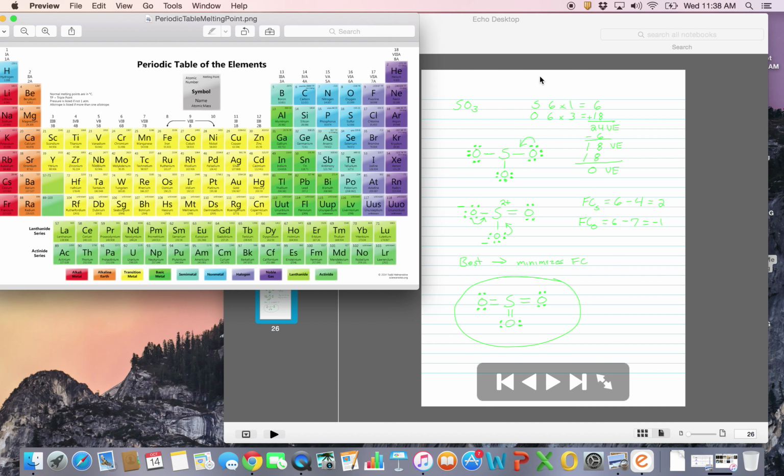All right, I'm going to do a couple of practice problems on Lewis structures. Remember, you need to follow step by step the rules until you become comfortable. So let's look at the first one. Let's look at sulfur trioxide.